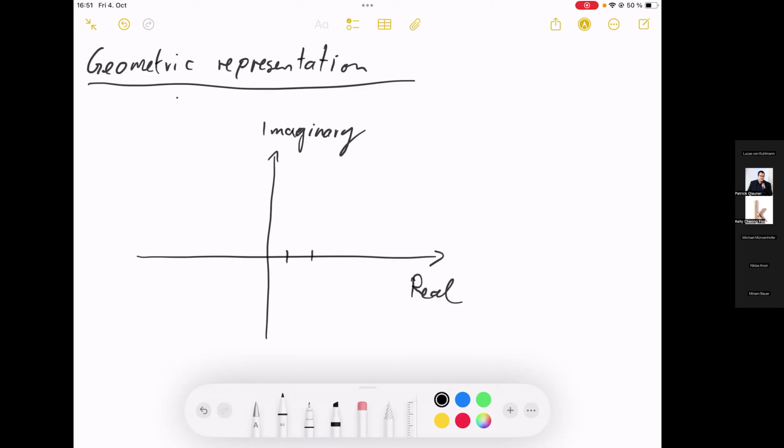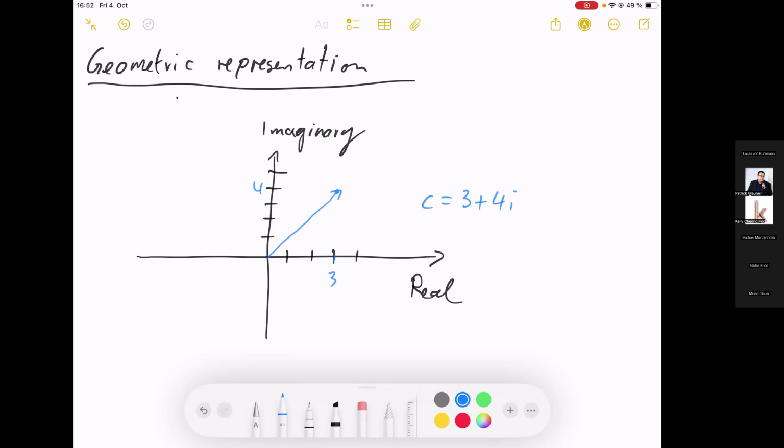For example, I'll just try some example. We can have a complex number that is, for example, z is 3 plus 4i. So 3 and 4. So z could be represented like this, that you have the real axis and the imaginary axis.